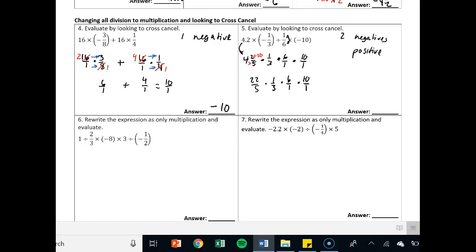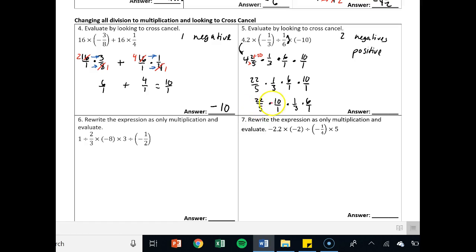Now let's use the commutative property to rearrange some stuff so that we could do some cross canceling. I like that 1/3 and 6 over 1 are by each other because I could do that cross canceling. But wouldn't it be nice if 10 over 1 was by 22 over 5 so I could cross cancel the 5 and 10? So let's do that. 22 over 5 times 10 over 1 times 1 over 3 times 6 over 1. Again, I'm just using the commutative property of multiplication here.